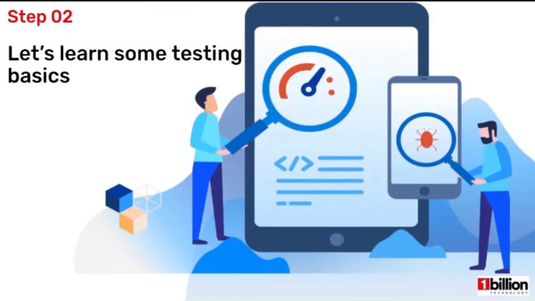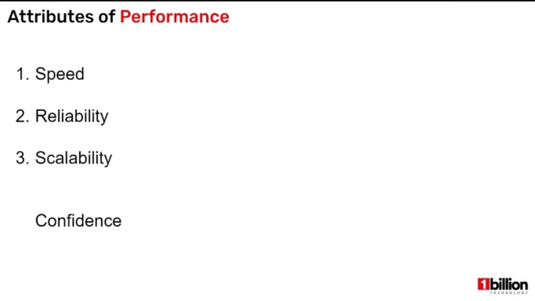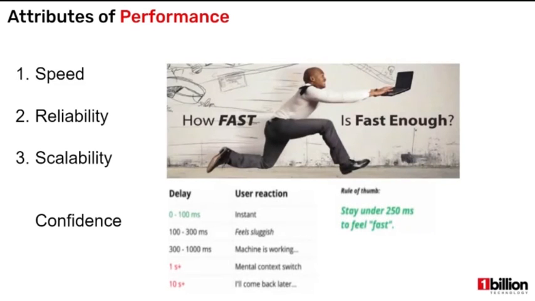We can predict. In step 2, let's learn some testing basics, because in the engineering aspect, testing is also a part. So, attributes of performance. For me it's 4, but traditionally there are 3 attributes: speed, reliability, and scalability. Speed is all about how the user feels the system. Can he do things faster? Let's see the figures. How fast is fast enough?